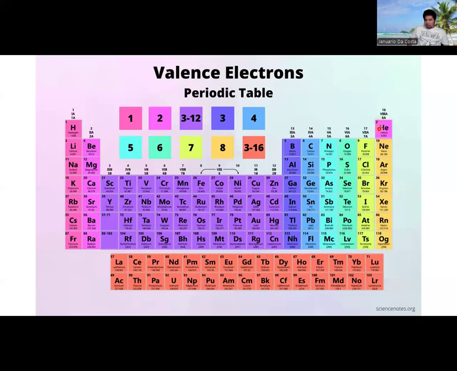And this one already follows the duet rule. That is why all of this group is what you call the noble gases. They don't need to make bonds anymore. They are already stable. That's why you call them noble gases.